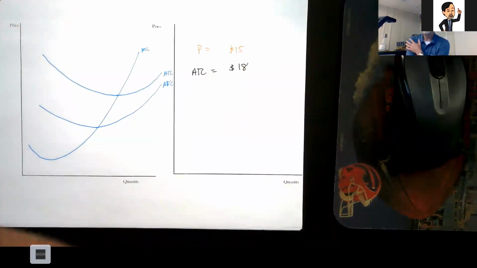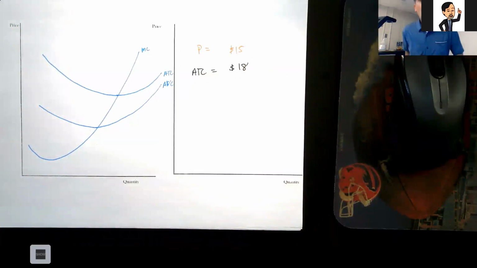The price of the product is $15 and the average total cost is $18. Should this firm leave the market? Maybe. Are they losing money? Yes, they are. Okay. Now, what we have to figure out is, can they do better by staying in the marketplace and losing money, or would they do better by simply shutting down for right now?